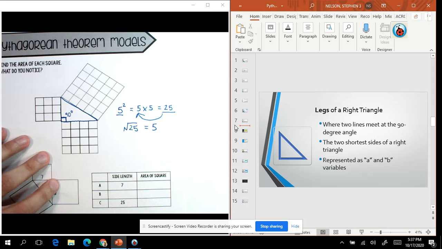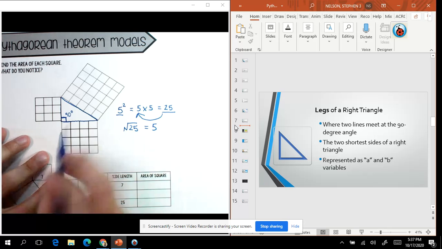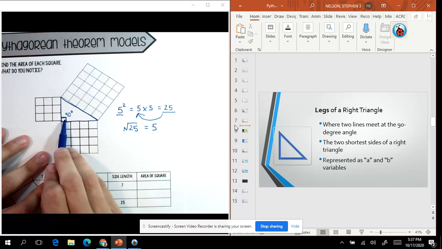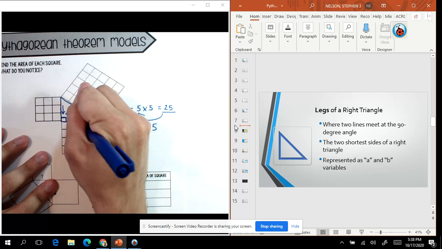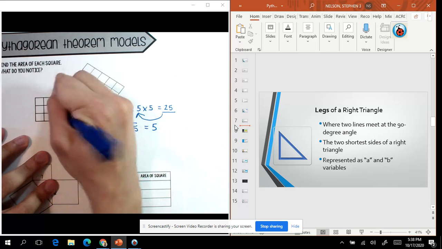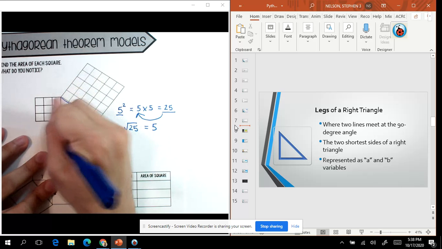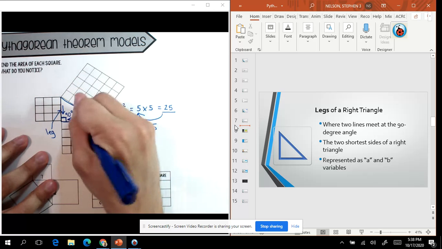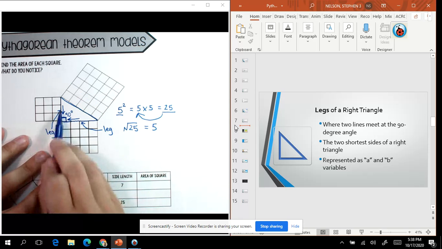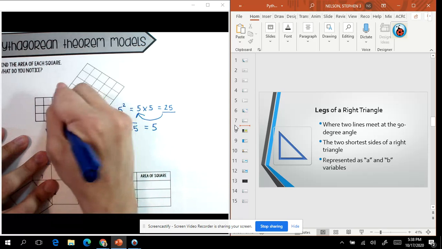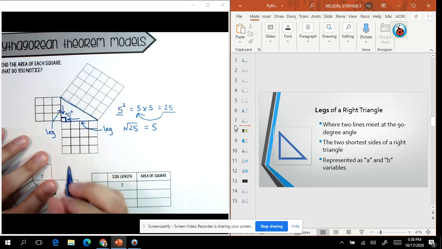Is the legs of a right triangle. So the legs of a right triangle, there's always going to be two of them, and it's where two lines meet at the 90-degree angle. So in this example, here's the 90-degree angle, and this line right here is adjacent, meaning it's to the side, it meets it. So this side of the triangle is a leg, and this side of the triangle is a leg, because it is right next to the 90-degree angle.